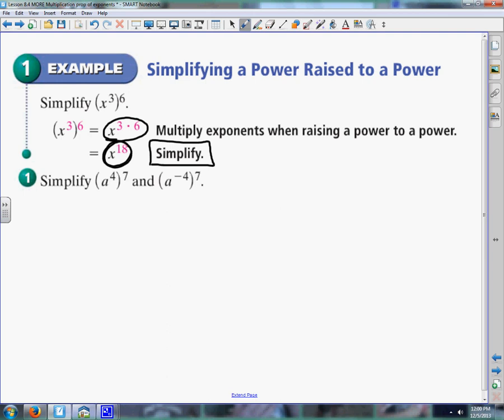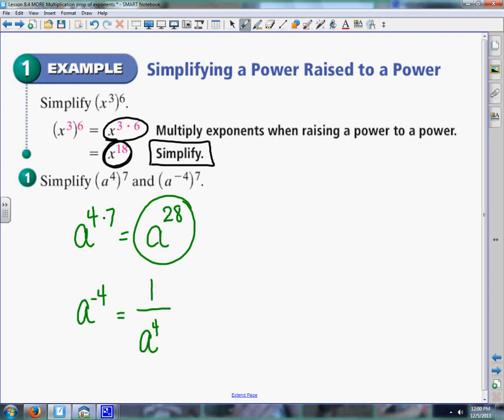Okay, so this first one is a to the 4th to the 7th. So I'm going to multiply them together and I'm going to get a to the 28th. Now this one, a to the negative 4th, would be written as 1 over a to the 4th, and then you're going to put it to the 7th power. So it would be 1 over a to the 28th.